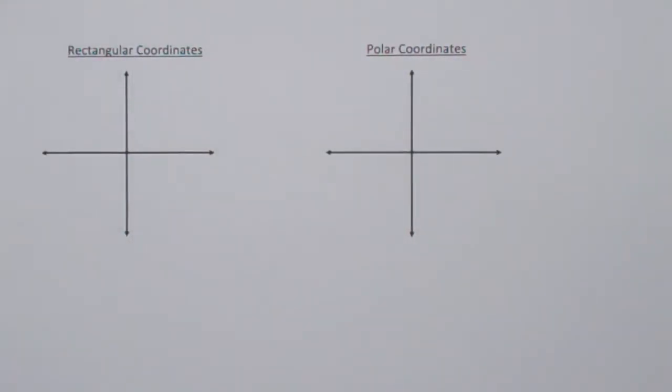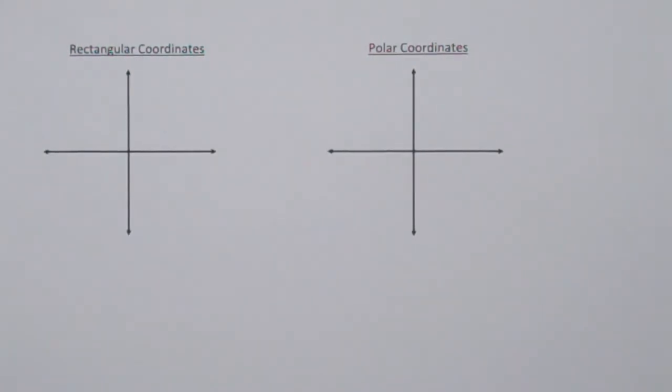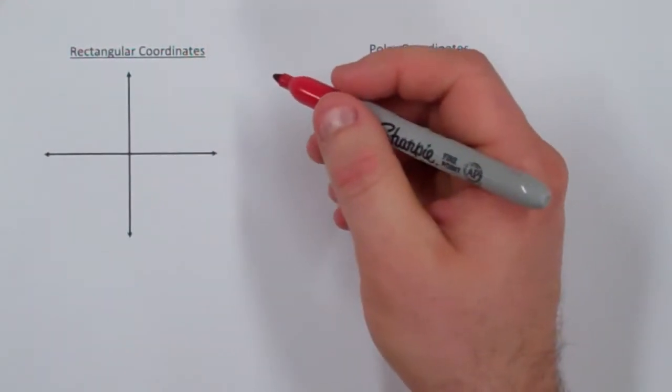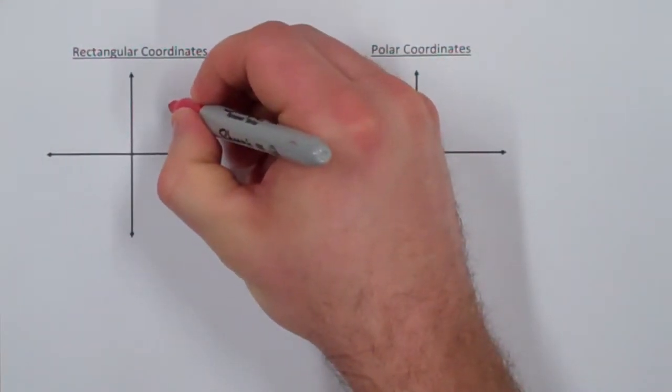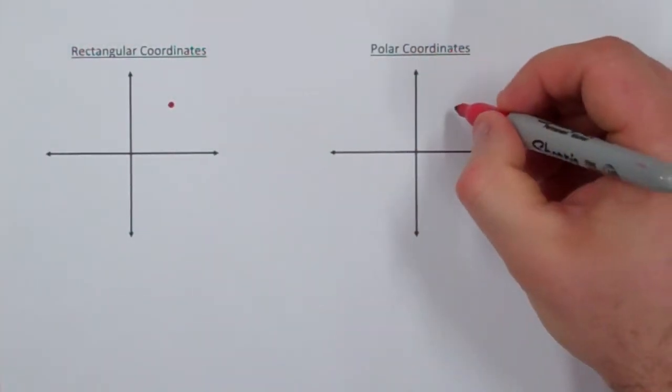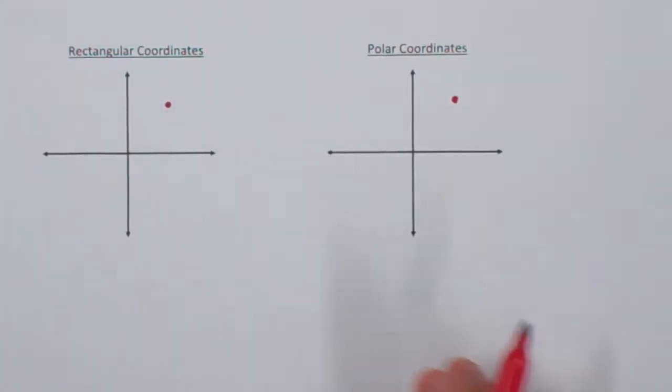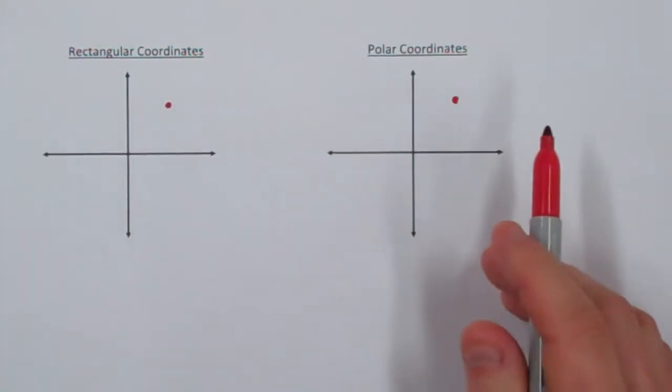In this concept video we're going to be discussing polar coordinates. You've probably been used to using one type of coordinate system in your math classes up until this point, and that is called rectangular coordinates. We're going to draw the exact same location on these two charts, so go ahead and put a dot in exactly the same spot.